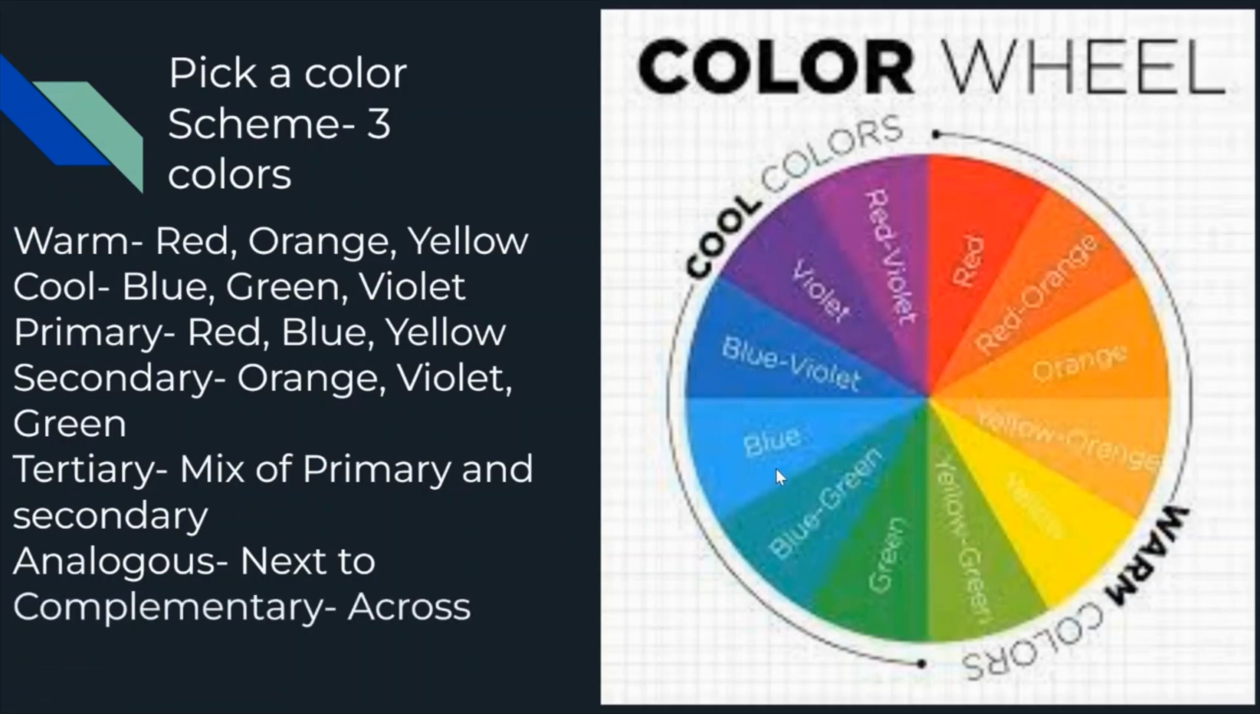Complementary colors are across from each other in the color wheel. So you have like blue and orange, you have red and green, yellow and violet. And to get our 3 colors for our complementary color scheme, pick the 2 colors that you want to do, the complements, and then pick one color to the left or the right of one of your complementary colors to get your additional color.